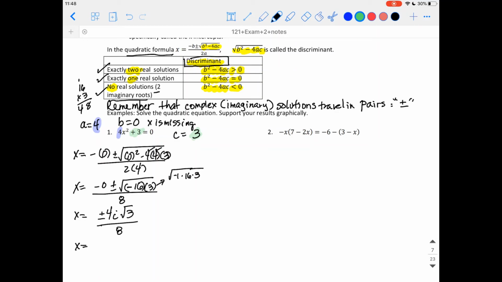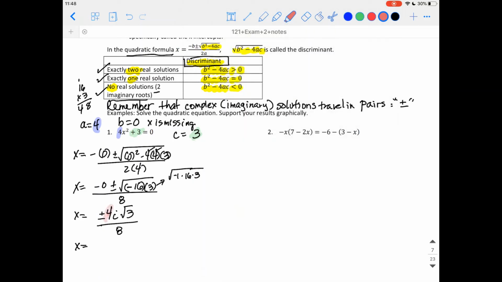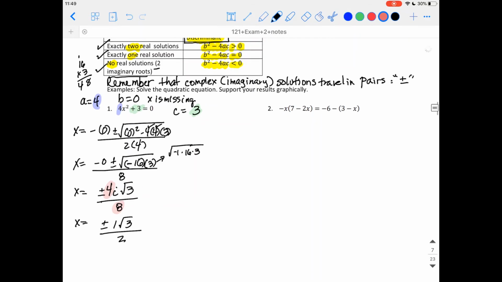So we need to realize that, let me highlight here in another color, this 4 and this 8 are both divisible by 4. So what's 4 divided by 4? Technically, I have a 1 square root of 3, and 8 divided by 4 is 2. So if I ignore the 1, it's just going to be plus or minus square root of 3 over 2.